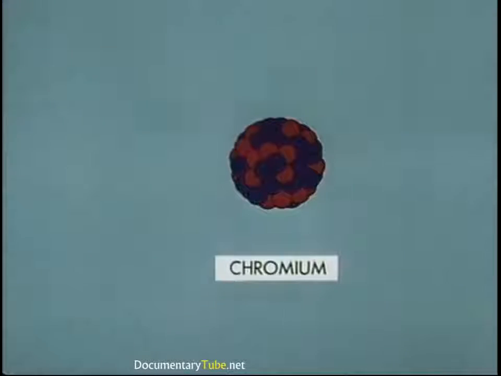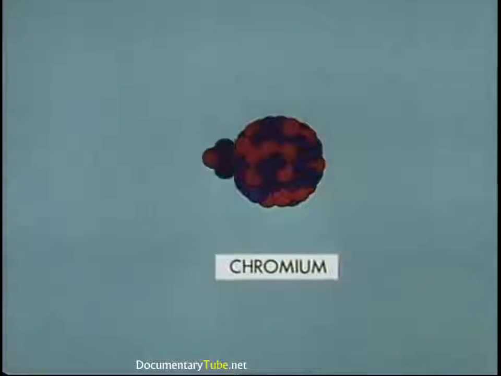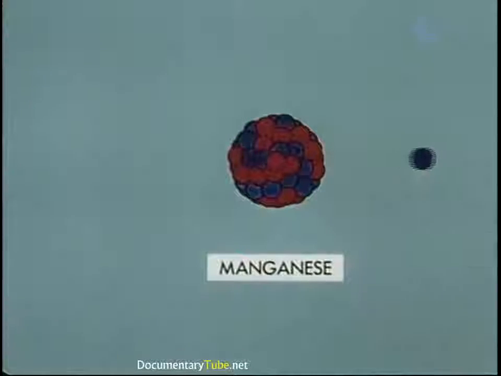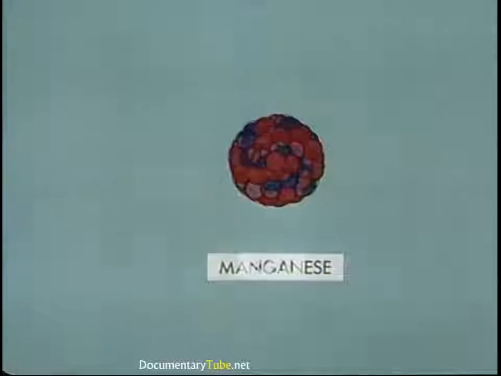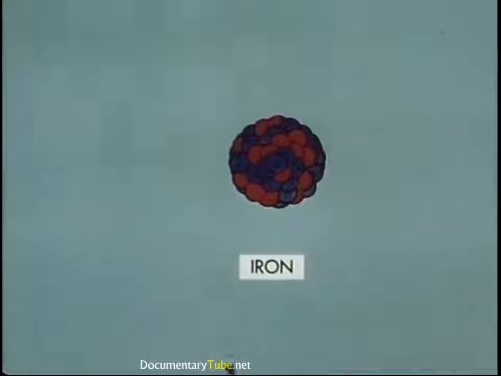By striking the nucleus of a chromium atom with a helium nucleus, he changes it into radioactive manganese with the emission of a proton. Manganese in turn decays to iron with the emission of a beta particle and gamma ray.